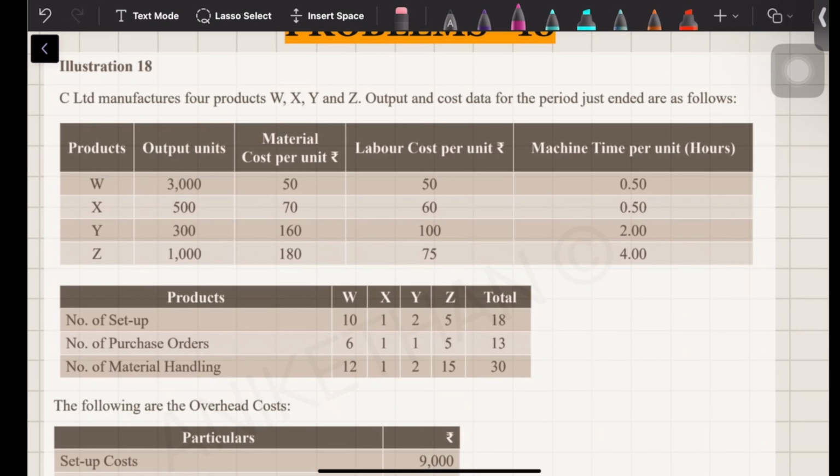So problem number 18. Let's analyze this table that they have given. You have output units, good. Then material cost per unit, labor cost per unit. These two are part of your prime cost. Then machine time per unit. This is not cost, this is time.